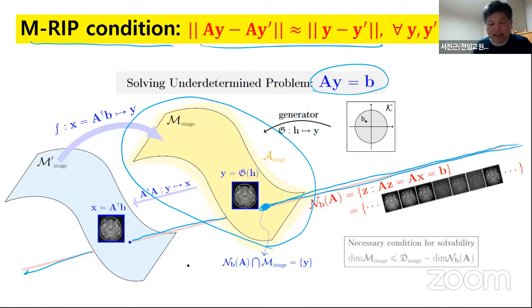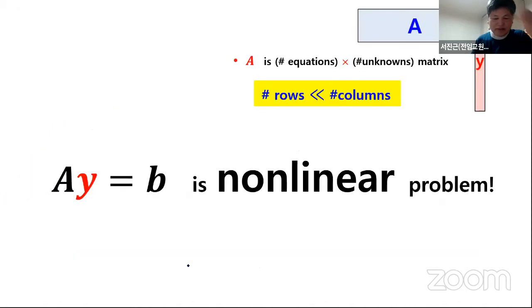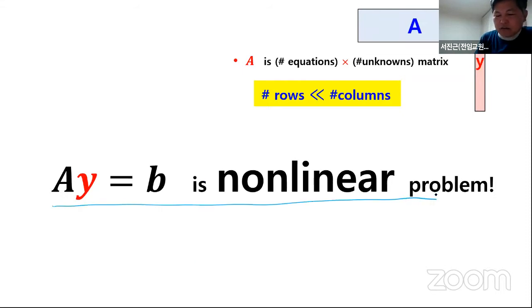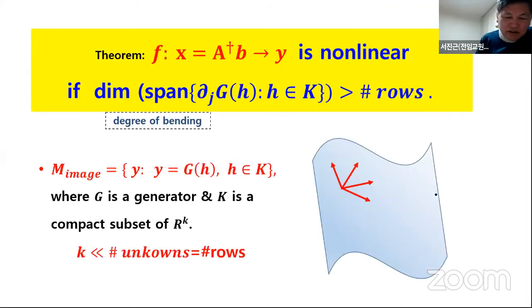So again I say, deep learning is not magic. The second one is why this is a nonlinear problem. The nonlinear problem is that F is a nonlinear reconstruction if the dimension of the span of this is bigger than the number of rows. What is this?